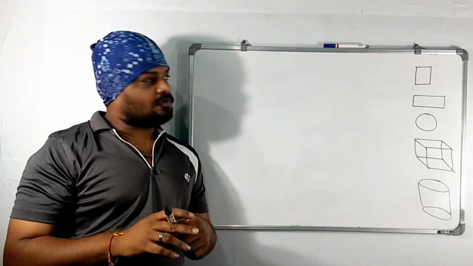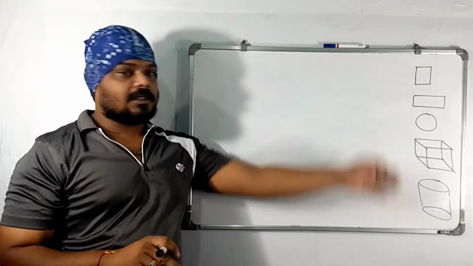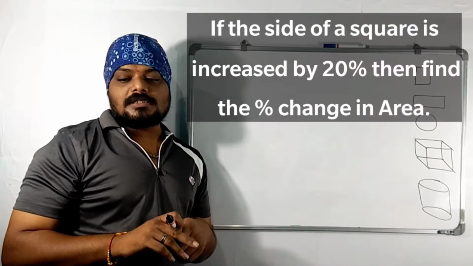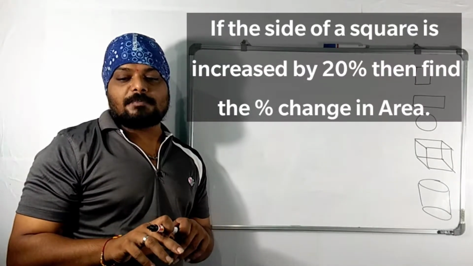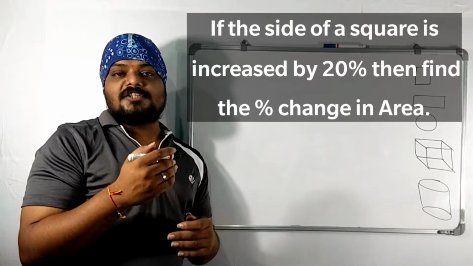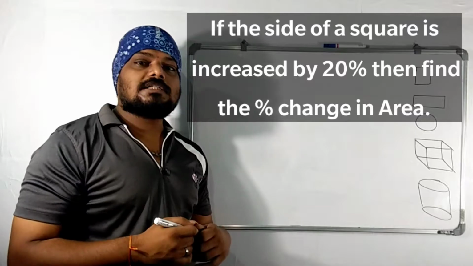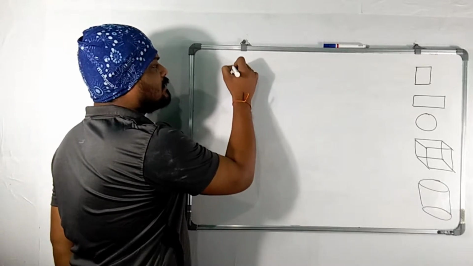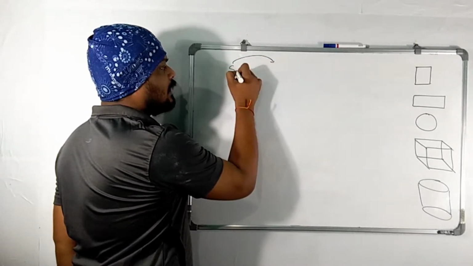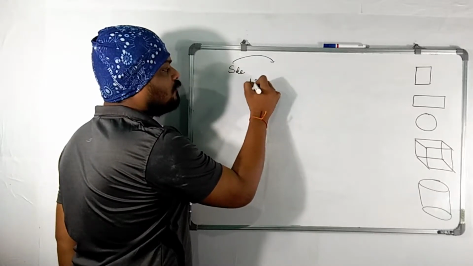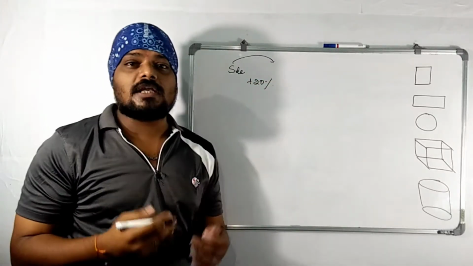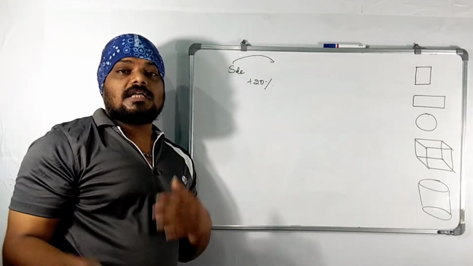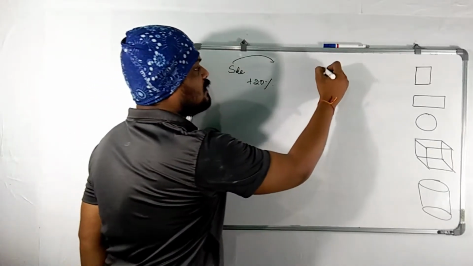So we will discuss the questions related to these types of figures, that too in percentages. So here is the first question. If the side of the square is increased by 20 percentage, find the percentage change in area. What is the condition of the question? Let us come to know the conditions first of all. What he is saying is the side of the square is increased by 20 percentage, and at last he is asking about the percentage change in area.